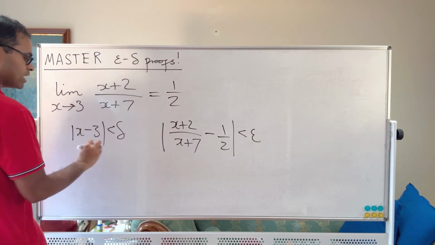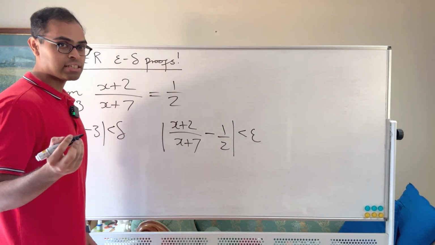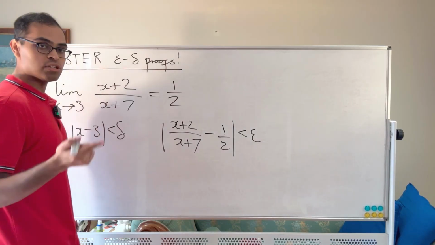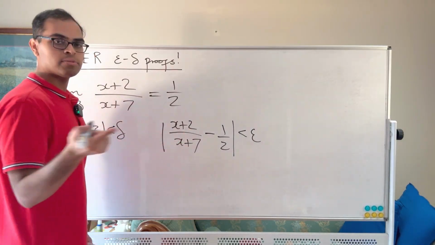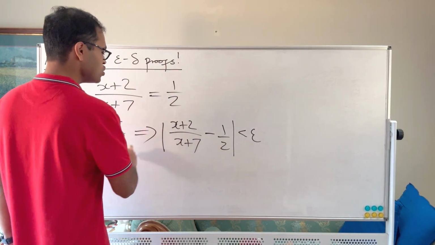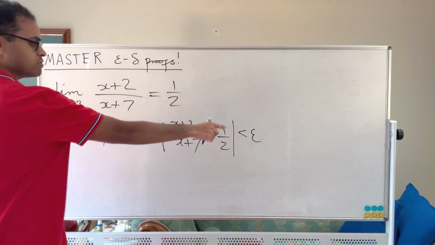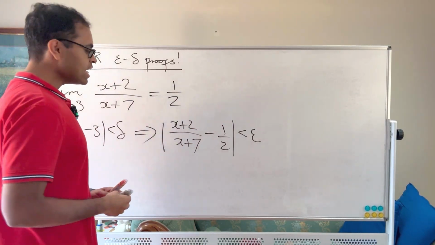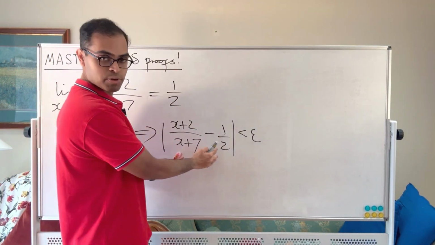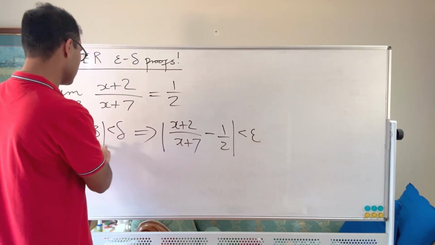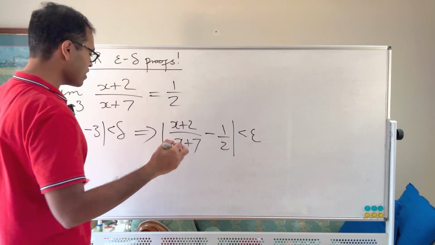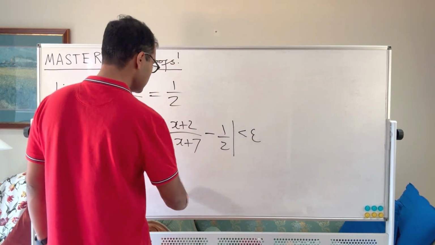So as long as x minus 3's absolute value is less than delta, i.e. x is sufficiently close to 3, then x plus 2 over x plus 7 is sufficiently close to half. So we want to find delta in terms of epsilon. It's the same game. So again, as always, we simplify the expression here and try to write it in terms of x minus 3. Well, let's just get into it.